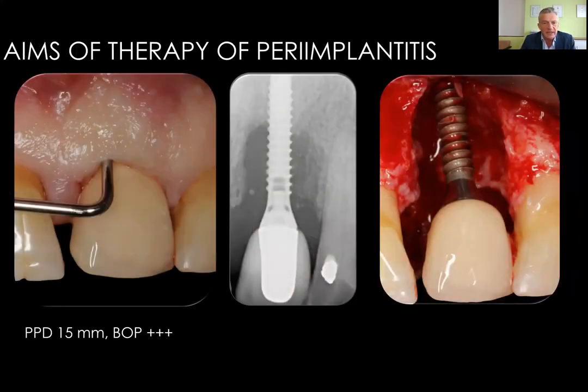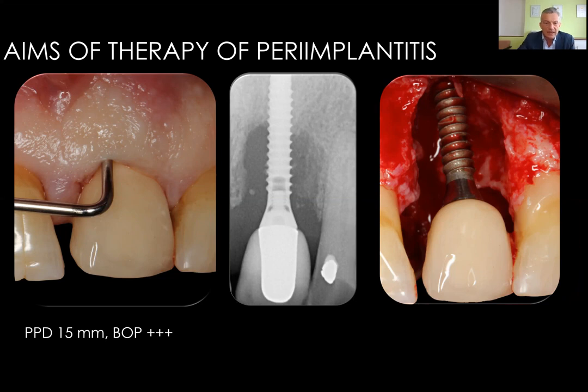If we see this case, we see a 15-millimeter pocket, we see severe bleeding, we see pus coming out of the pocket. And I'm a periodontist, so my normal aim when I treat teeth is I'm happy when I remove infection, when I have a non-bleeding, stable situation. And we tend to transfer the knowledge of treating periodontitis to periimplantitis. But is that really true?